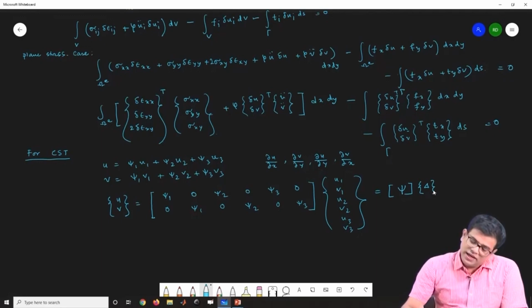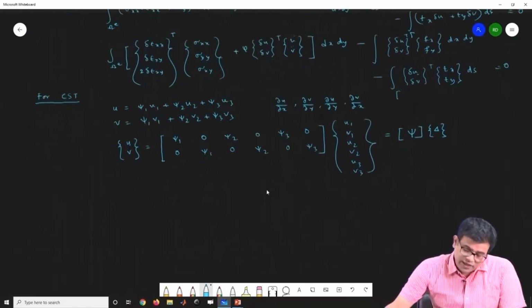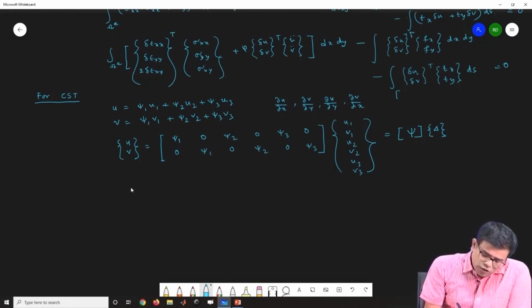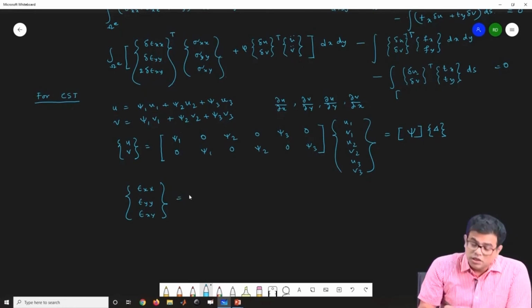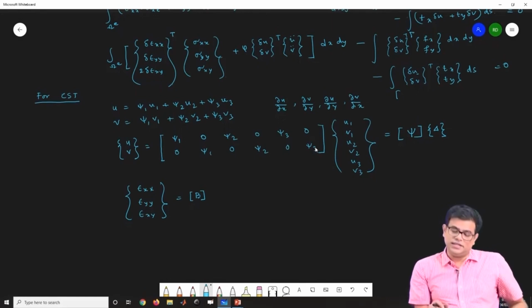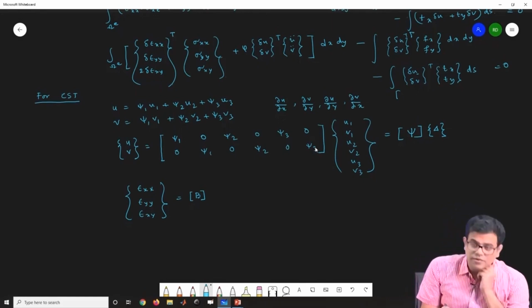So now my delta contains all the displacement degrees of freedom. Again, if I want to find the strains, I can find epsilon xx, epsilon yy, epsilon xy. So the strain matrix I can find like this. This will again be a matrix which is a derivative of this matrix. So the strain matrix I will have is B into delta.